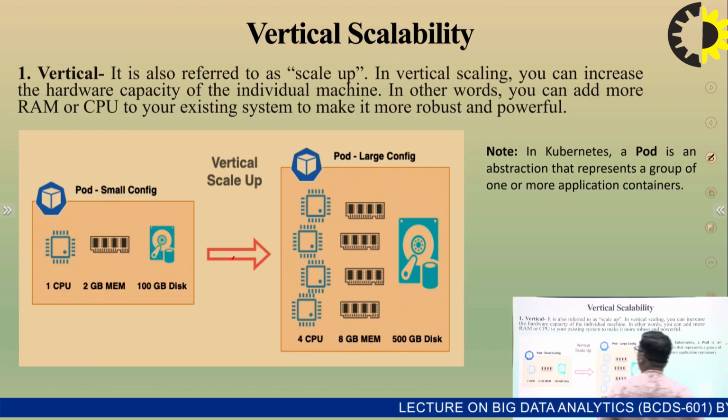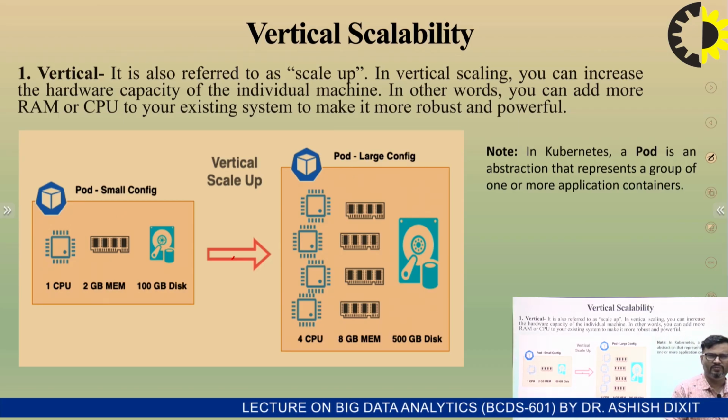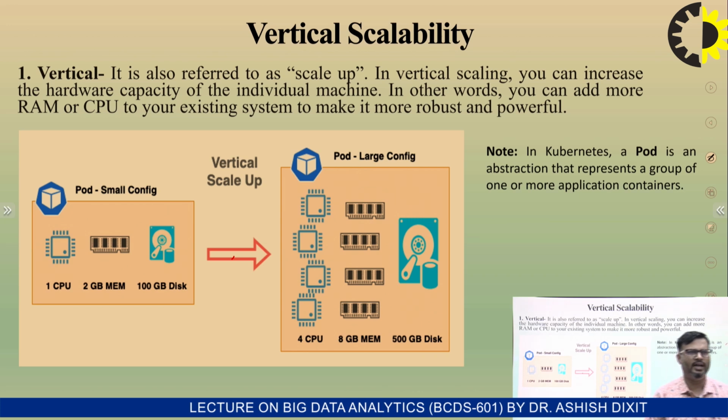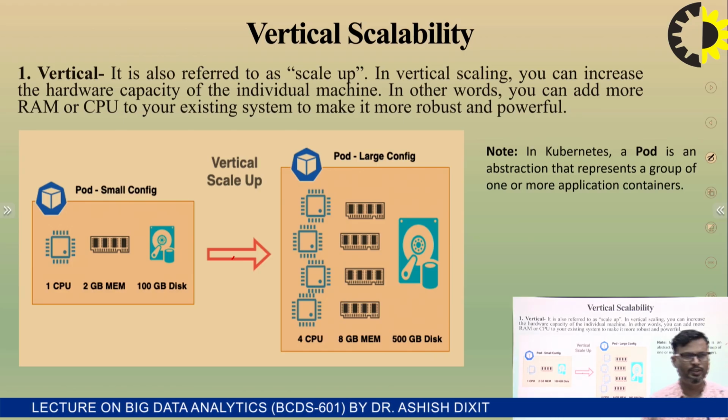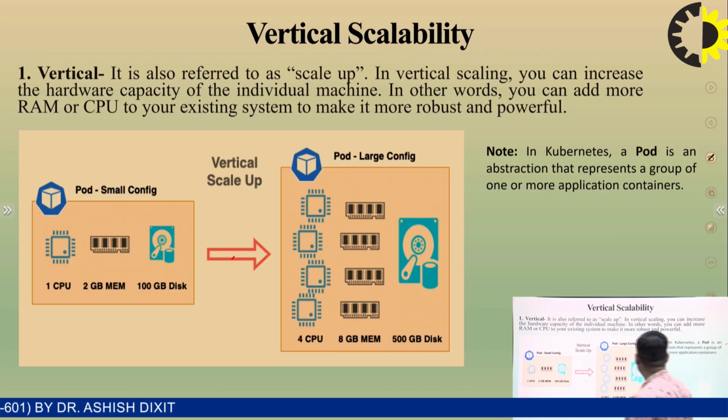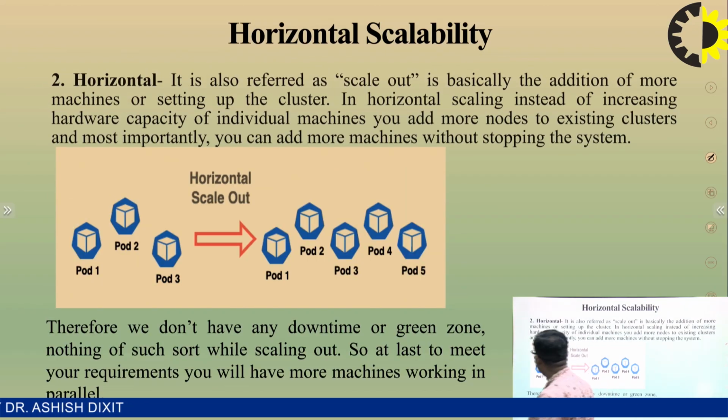Okay. So here we will consider that vertical scaling is also referred to as scale up. In vertical scaling, you can increase the hardware capacity of the individual machine. In other words, you can add more RAM and CPU to your existing machine, making it a more robust and powerful system. A pod is an abstraction that represents a group of one or more application containers.